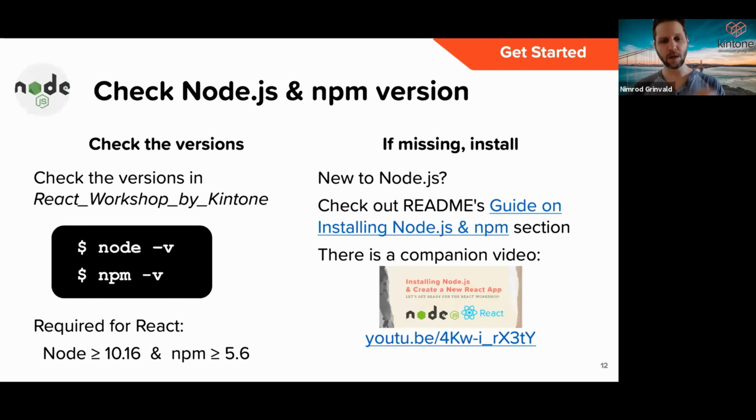Folks, what we're going to do next is make sure that you've got the right versions of Node and npm before this roller coaster gets rolling. So what you can do real quick is in your terminal, run node -v and npm -v, checking the versions of these two commands. We want to make sure that you're running Node greater than 10.16 and npm greater than 5.6. If you are running versions earlier than that, then you can check out the companion video. You can also check out the README. There's a section on installing Node.js and npm.